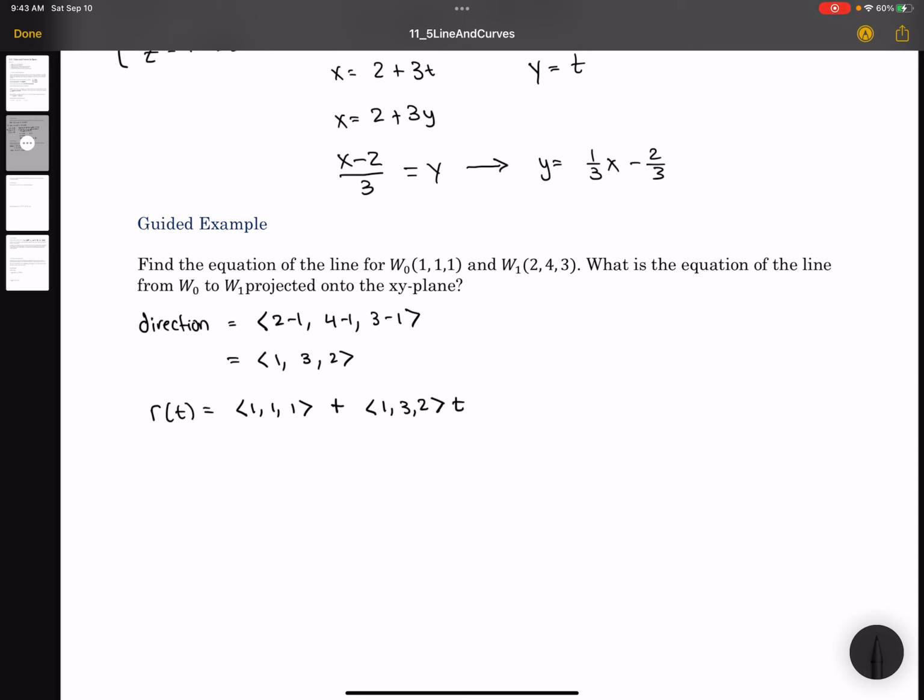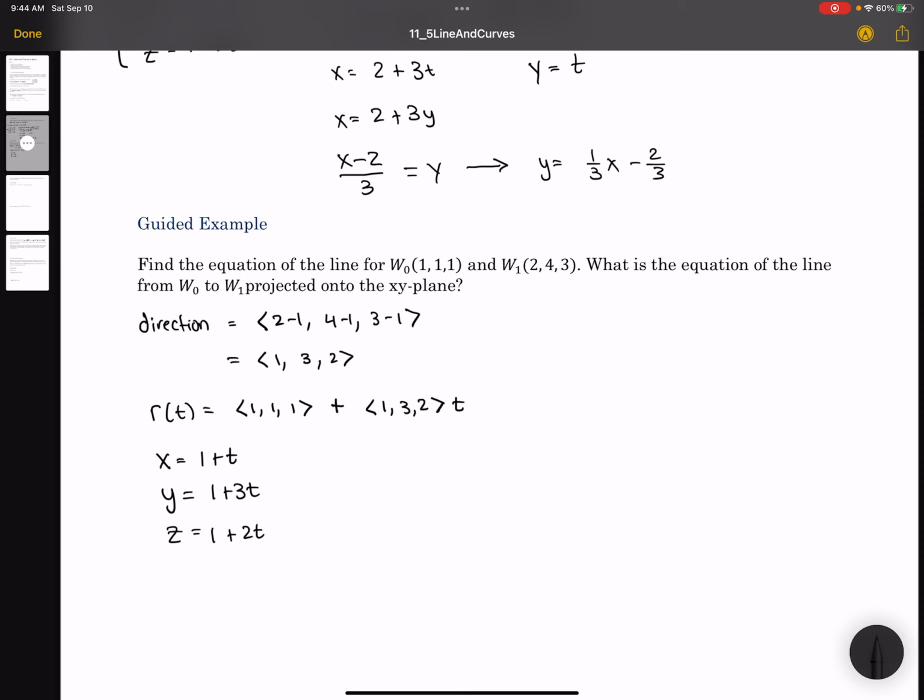And so we're going to get x equals 1 plus t, y equals 1 plus 3t, and z equals 1 plus 2t. Cool. So if we want to project this onto the xy plane, we're going to do the same thing. We don't care about the z. What we want to do is solve for t using either the x or the y equation, x or y parameter.